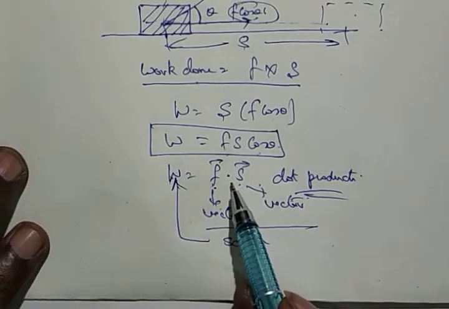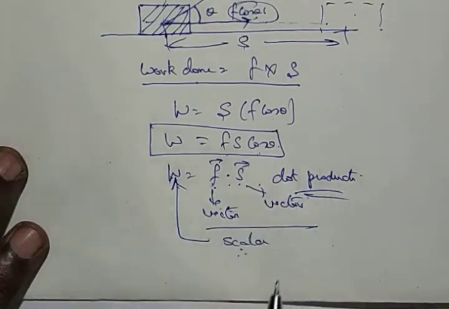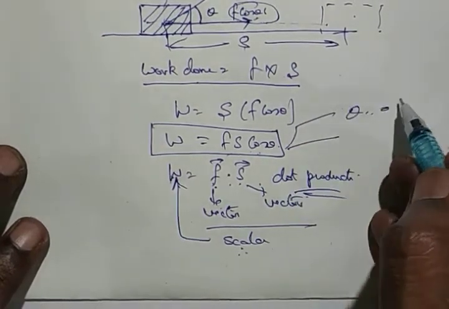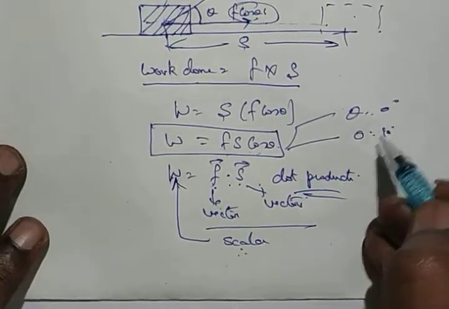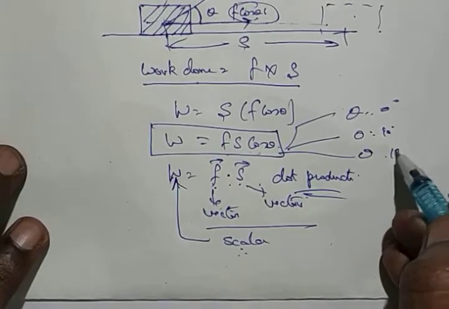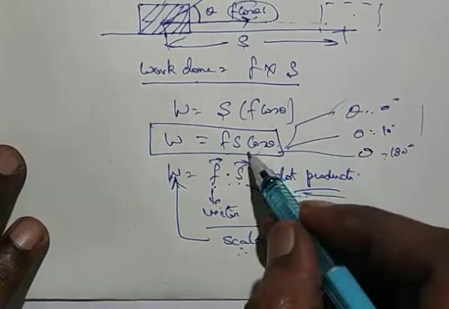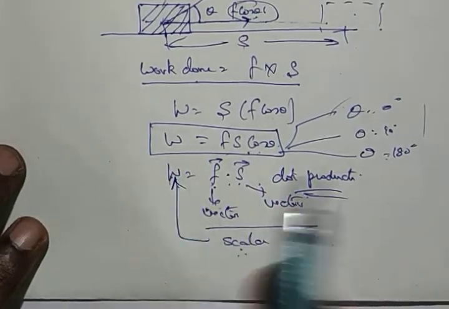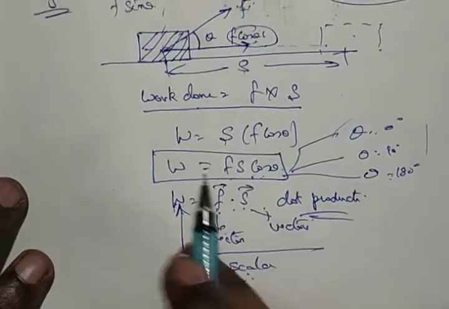So we call this a dot product, which comes straight away in this one. And we have three answers here. Theta is equal to 0 degrees, theta is equal to 90 degrees, and any angle theta here, 180 degrees. All these things we can make it for this value. But the basic thing is two vectors multiplied and you get a scalar answer. That is called the work done example.